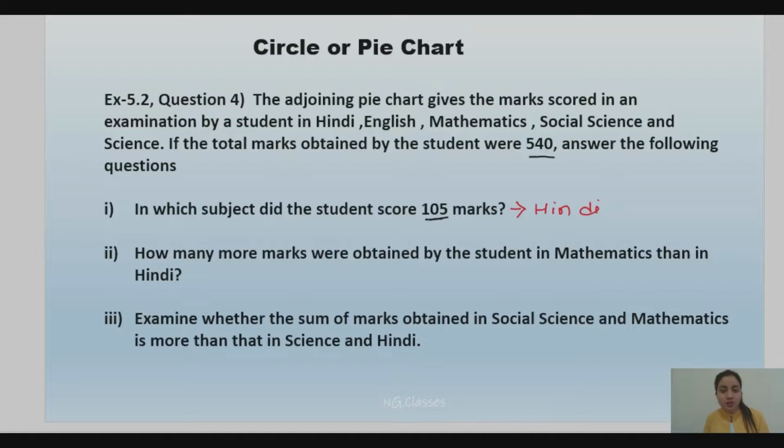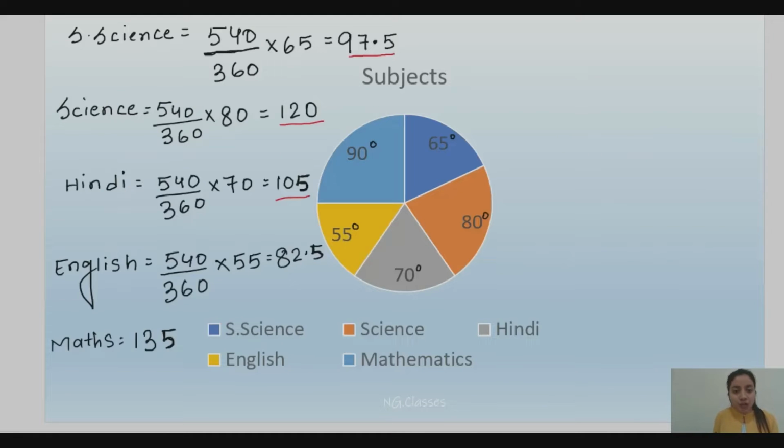Alright, now the next question is how many more marks were obtained by the student in mathematics than in Hindi? So it means what's the difference between the marks of mathematics and the marks of Hindi? Here we know the marks of mathematics, that is 135, and his marks in Hindi, that is 105. So just find the difference between 135 and 105. It's 30, right? And that's the answer of the next question.